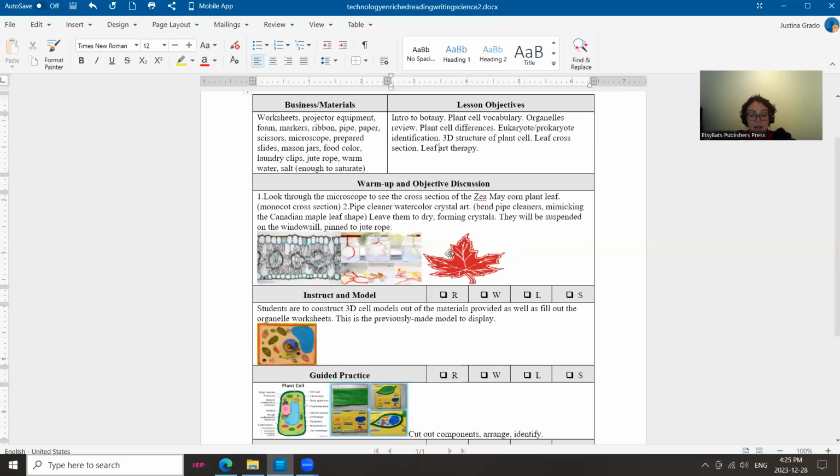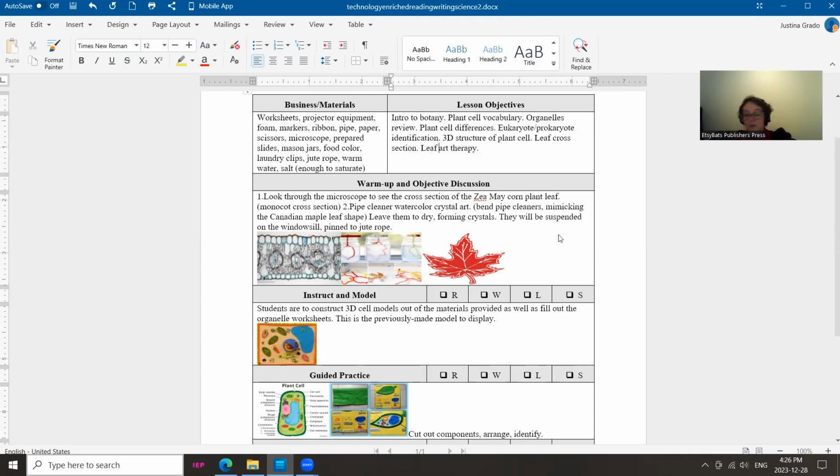I also like to include and combine therapeutic art, for which I am certified, to share with students. And this one is simple. I've shared it with students as young as 5 years old in kindergarten, and as old and ripe as 99 years old. And this is just a simple pipe cleaner watercolor crystal art.